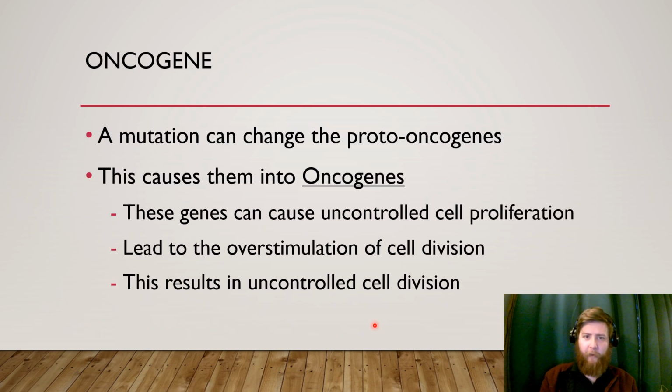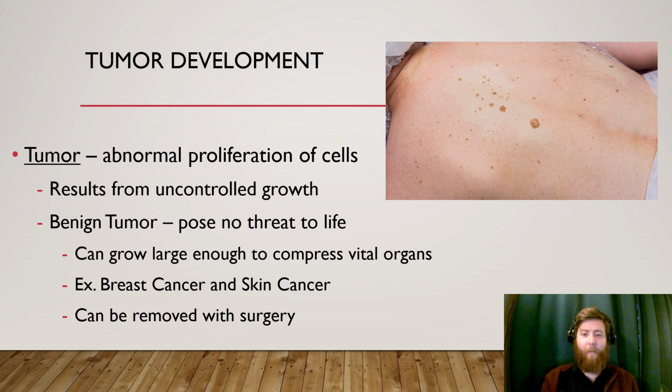What can happen to these proto-oncogenes is they can turn into oncogenes. When a mutation changes these proto-oncogenes, they turn into oncogenes. These genes can cause uncontrolled cell proliferation. And what that means is either there's overstimulation of cell division or there's uncontrolled cellular division. So now these cells are not going through this regulation. They're just dividing really, really quickly without checking their DNA, without checking their size, without checking for organelles. All of those important steps we need to do to make sure we get healthy cells. When this happens, we get development of tumors. And a tumor is any kind of abnormal proliferation of cells.